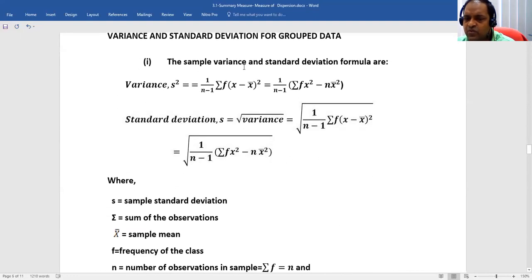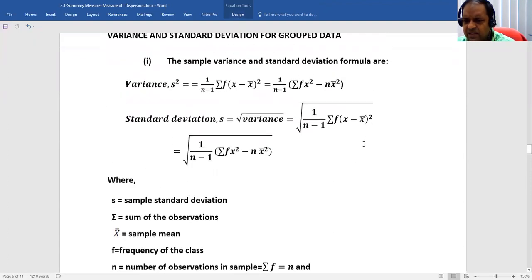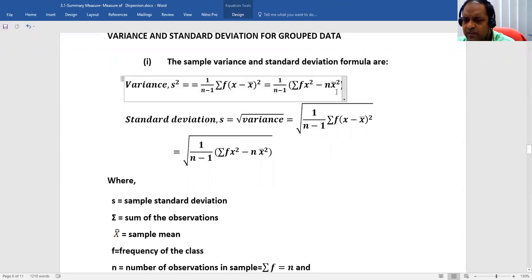For the variance of group data, the formula is the same. Just you have to multiply x squared by f. This is for group data. We have to use this second one for the calculation. All are the same, one thing new: f. And what is x? X is nothing but the midpoint. When you have the class interval, you have to take the midpoint. If there is no class interval, just take the x.